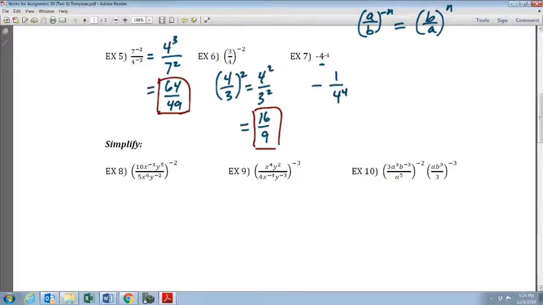I'm sorry, what I was trying to say there is my base is 4, not negative 4. And so we're going to leave the negative out front, but 4 to the negative 4 power is 1 over 4 to the 4th power. And so if you multiply 4 fours, you get 256. So the final answer is negative 1 over 256.